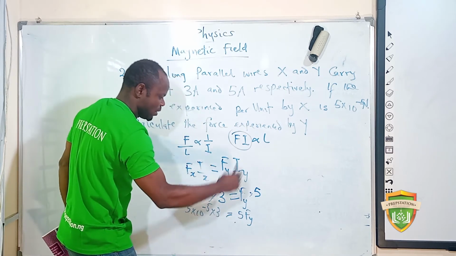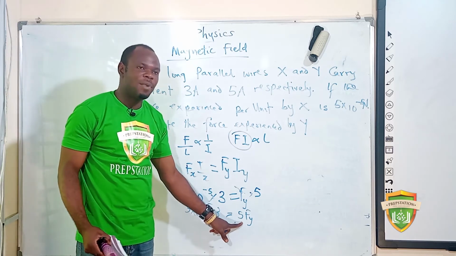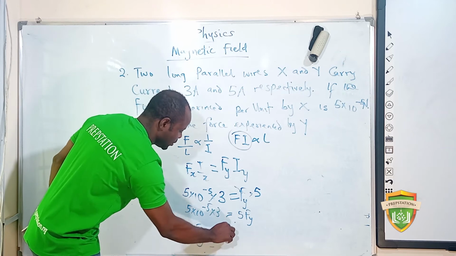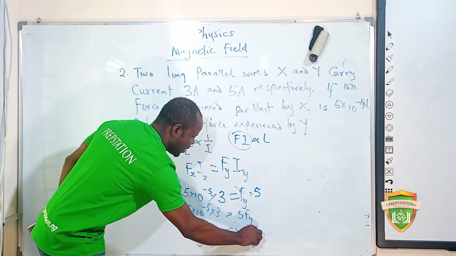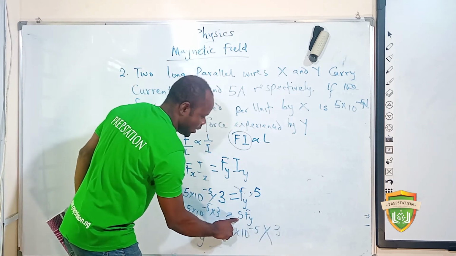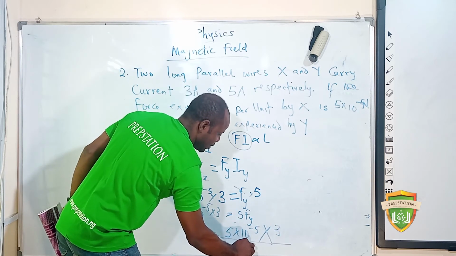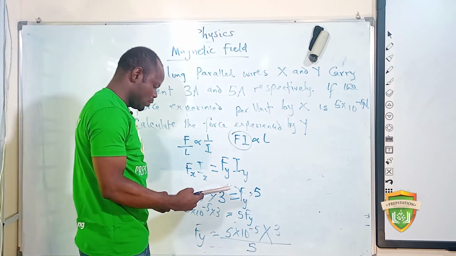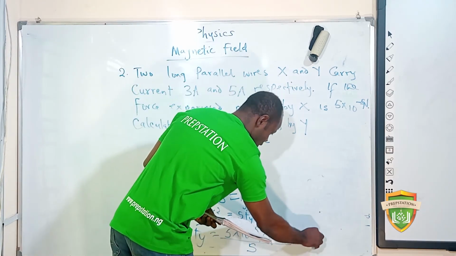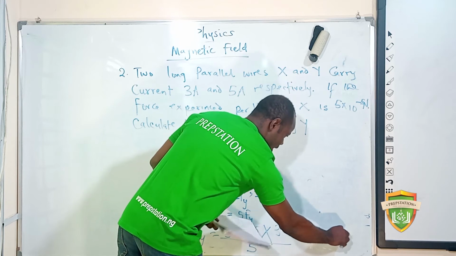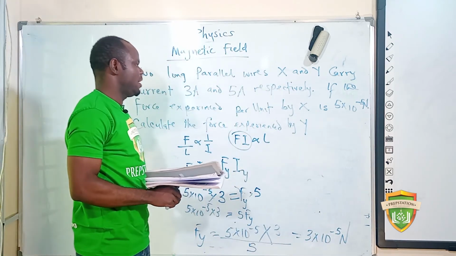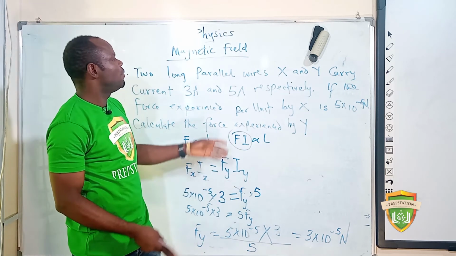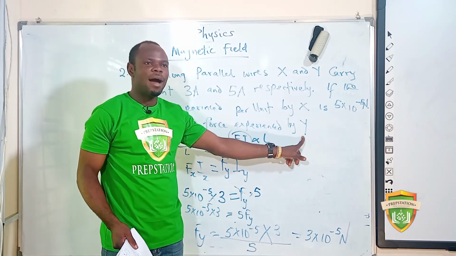You divide through by 5, and then Fy jumps out. So my Fy will be equal to 5 times 10 raised to the power of minus 5 multiplied by 3, all divided by 5. Your final answer is 3 times 10 raised to the power of minus 5 newtons. This is the force experienced by the second wire Y.